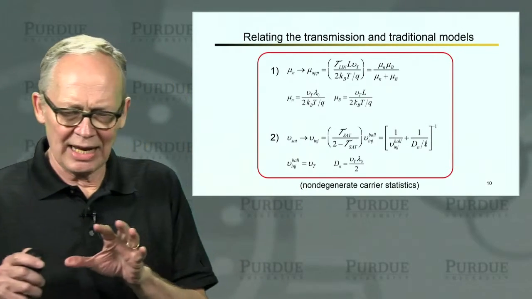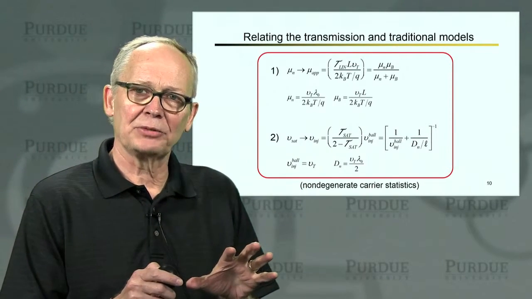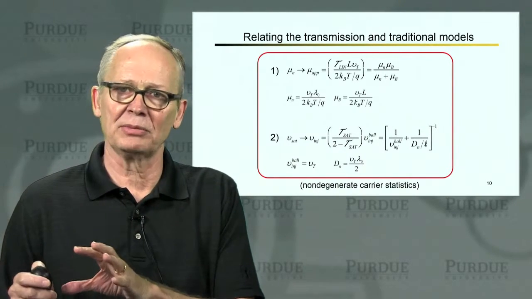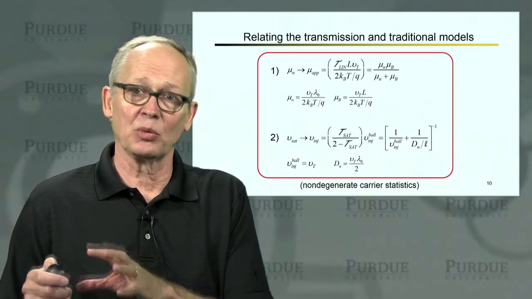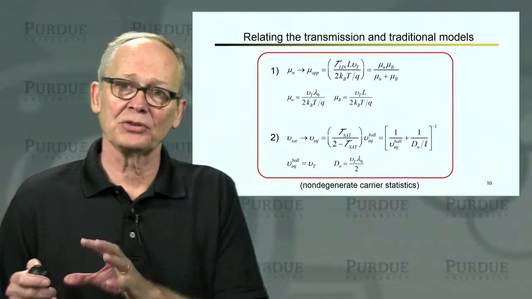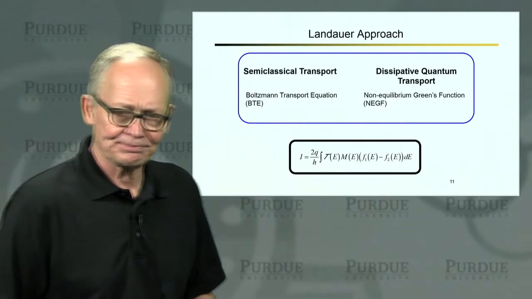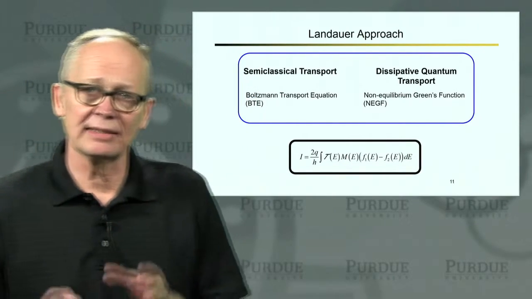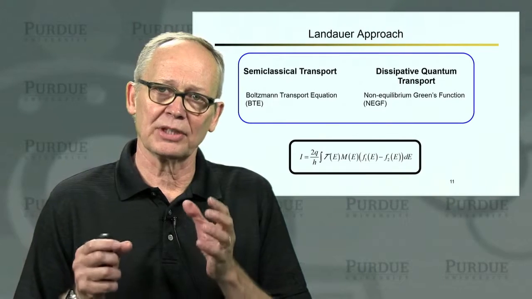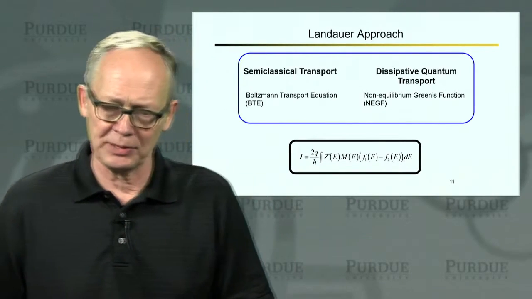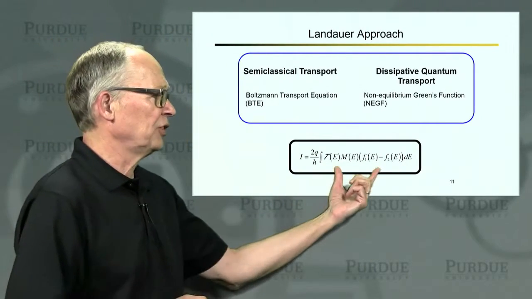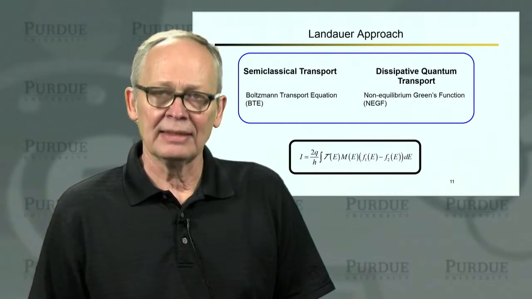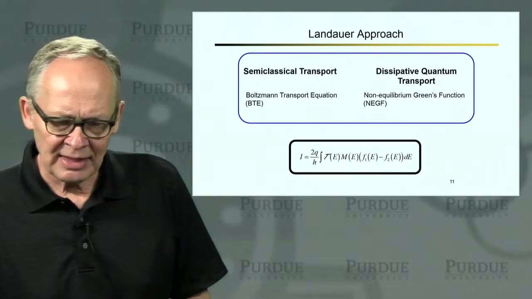Okay, so we have a physically sound transmission model, and we understand how it connects to the traditional model, and now we understand a little better why the traditional model works so well at the nanoscale. Now, just to go back to the Landauer formulation, this was the basis. This was our starting point for developing the transmission model. Now, this is a very simple expression that captures the essential physics of transport at the nanoscale.